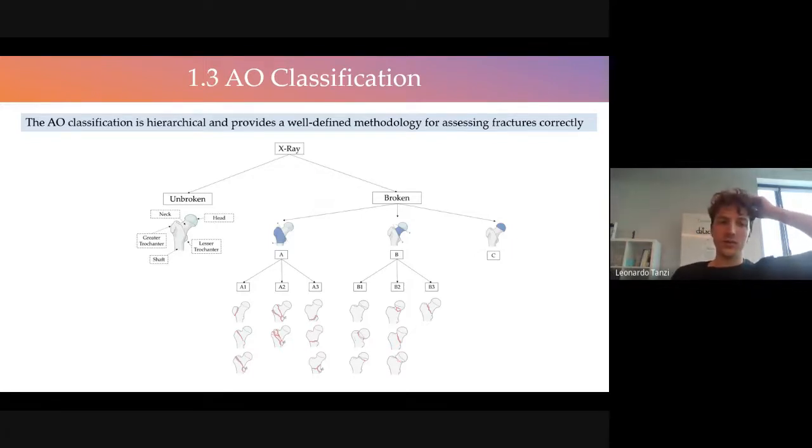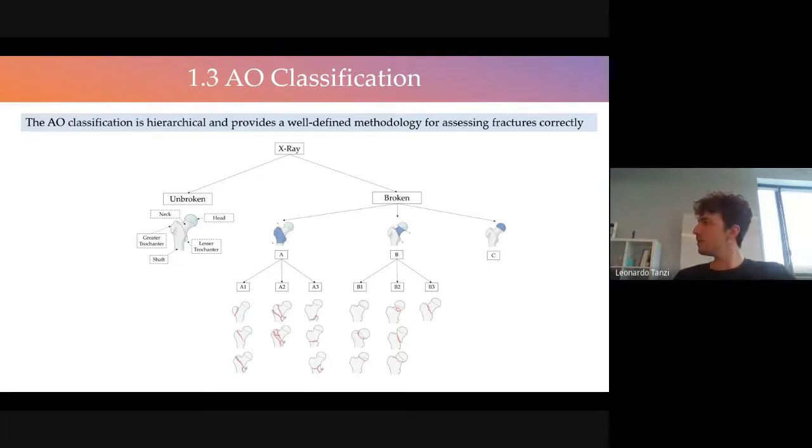I'm also stopping at A1, A2 at this level, but actually the classification continues with A1.1, etc. But we didn't have enough samples for continuing this. This would be, of course, a future work as soon as we collect more images.